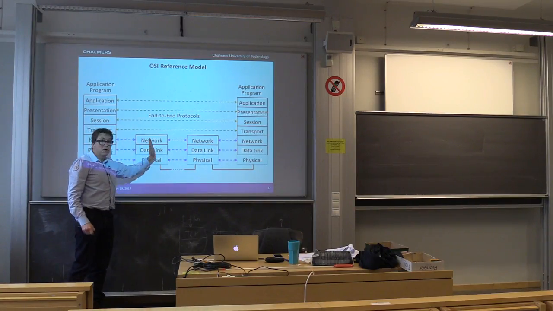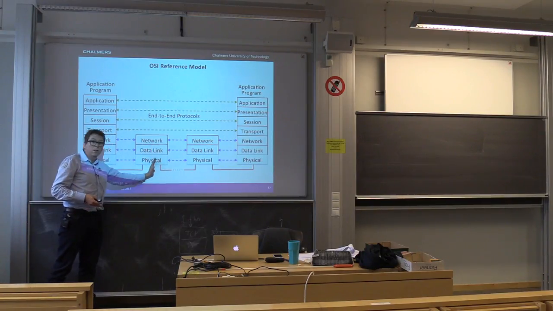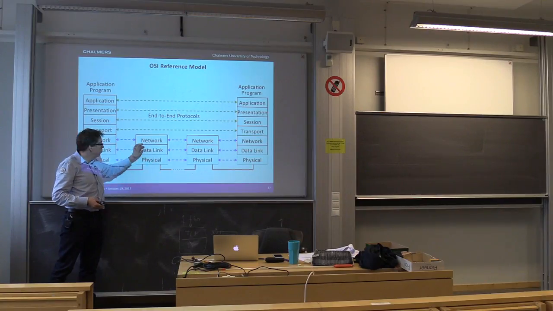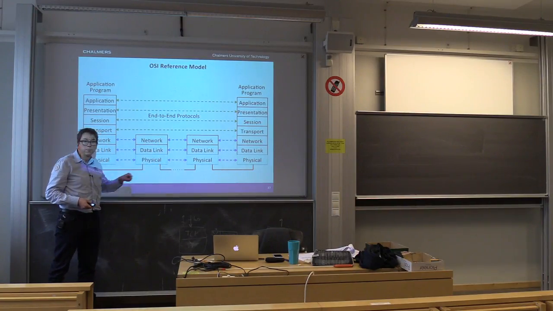So these intermediate nodes, we can think of them as having some type of split in the middle here. Two separate data link entities, two separate physical entities here. A common network layer that can move data from one part to the other. Okay?